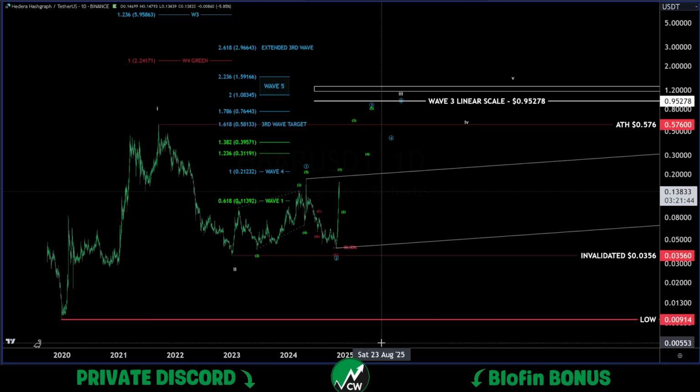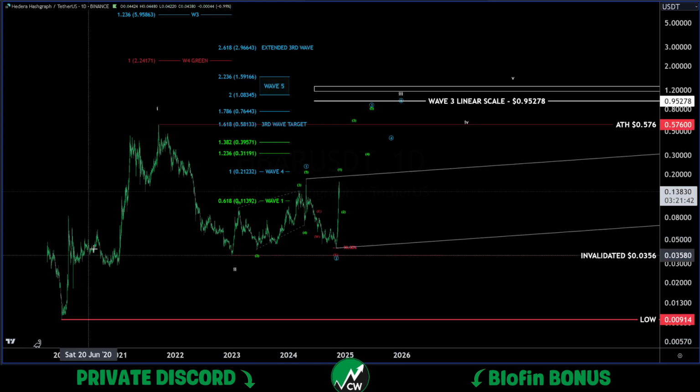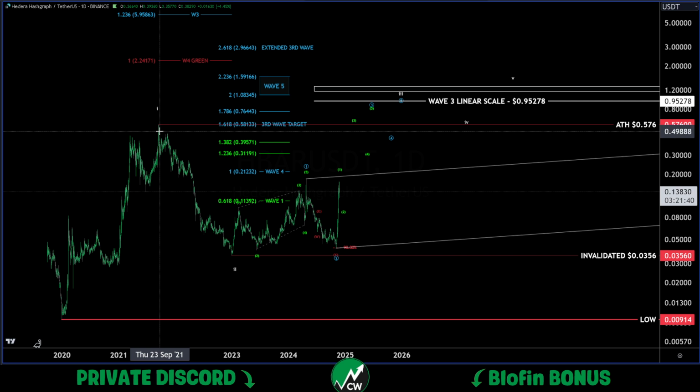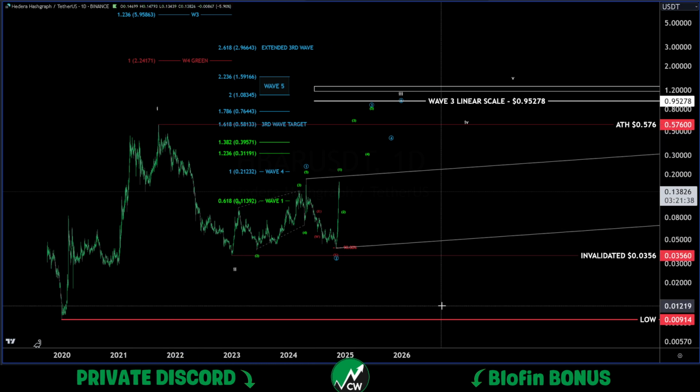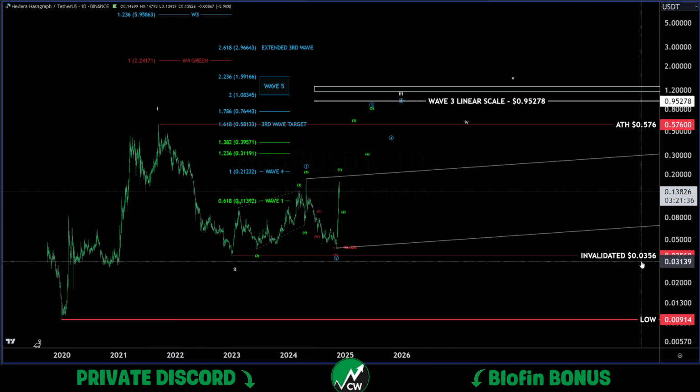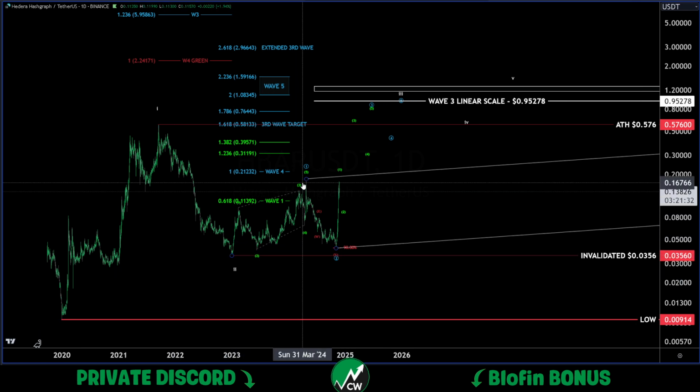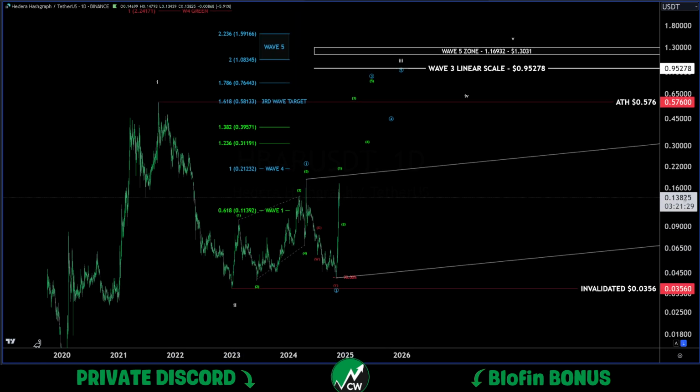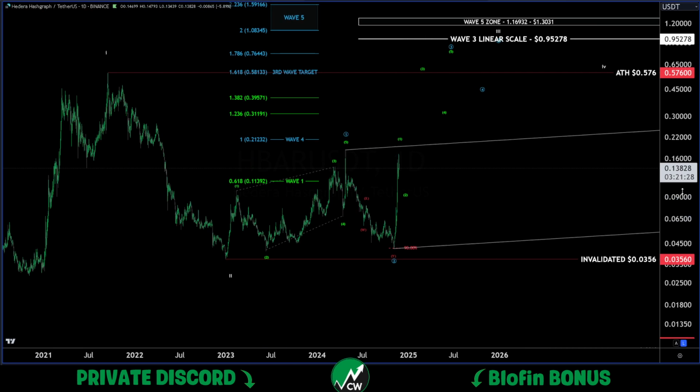Since our low at 0.914 cents, I have this as a 5-wave move to the upside. After that, we had a deep retracement for our wave 2. We held at 3.56 cents. From that point, we've made a multi-year diagonal to the upside, a series of 3-wave moves in a 5-wave pattern.